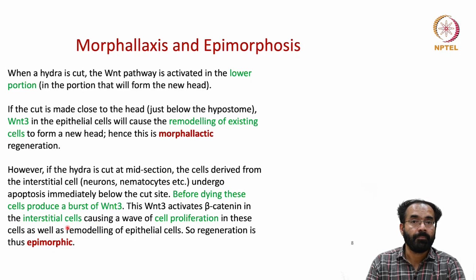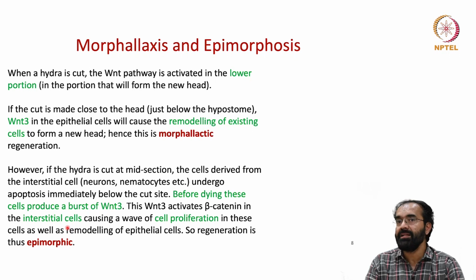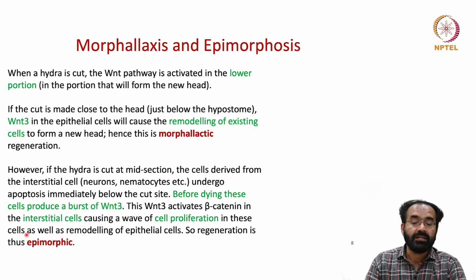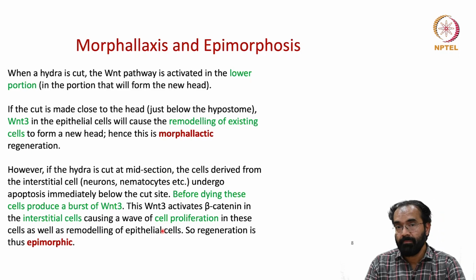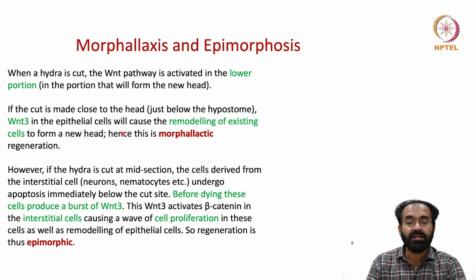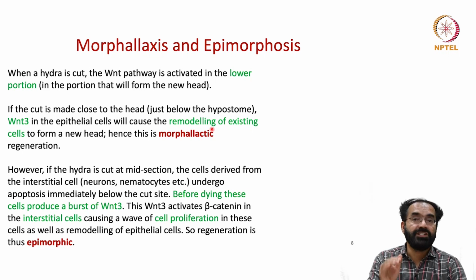The interstitial cells that are far away from the head-specific region, they released. Now the neighboring cells are losing their identity and start proliferating, as well as the remodeling of the epithelial cells. So whichever cell has got a frizzled receptor will undergo beta-catenin stabilization and go to the nucleus, and it can have the regeneration, and we now call it epimorphic. So understand, in the first situation where the head is cut, the newly formed region, that is the rearrangement of cells, that is morphallactic.